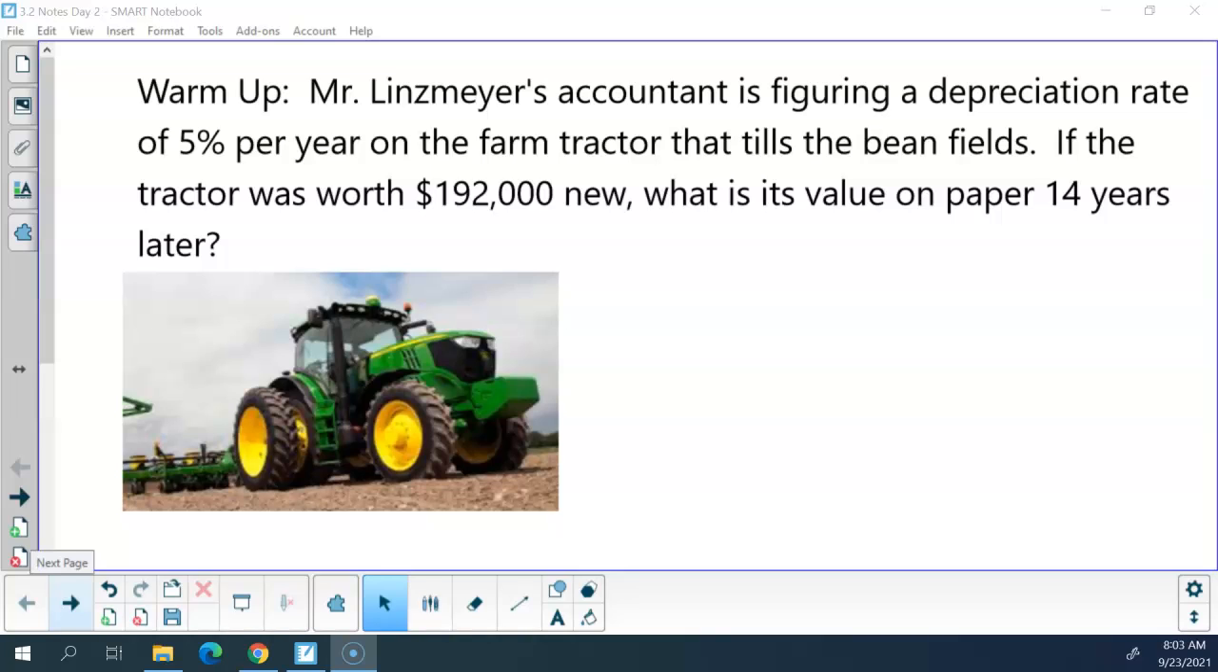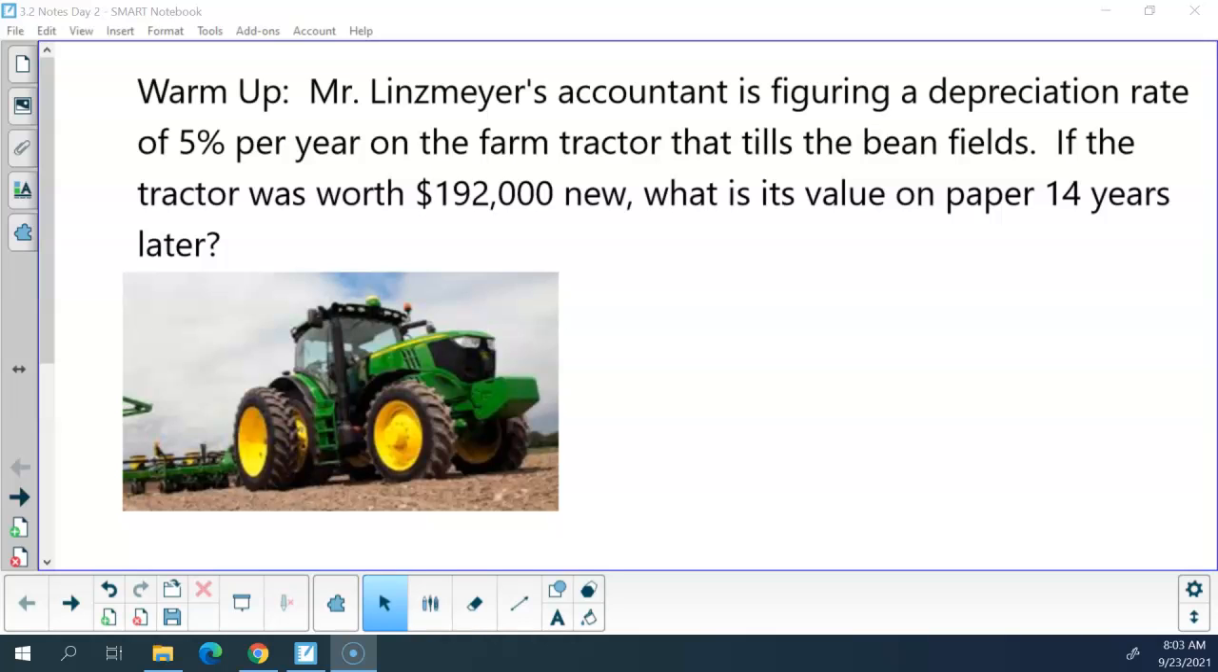Good warm-up problem for today. Mr. Linsmeyer's accountant is figuring a depreciation rate of 5% per year on a farm tractor that tills the bean fields, which just happened the other day. If the tractor was worth $192,000 new, what is the value on paper 14 years later?